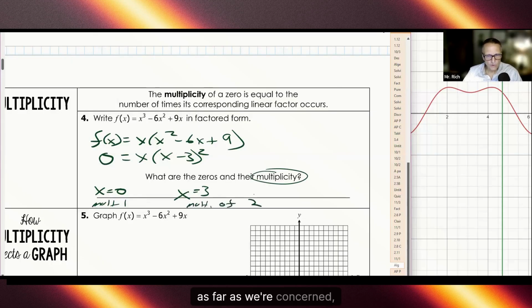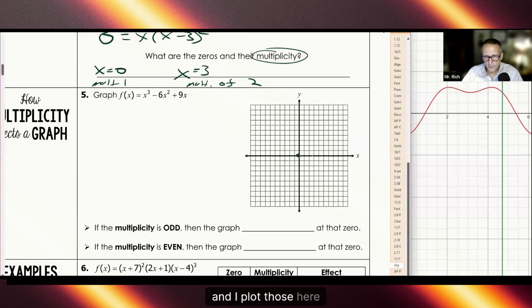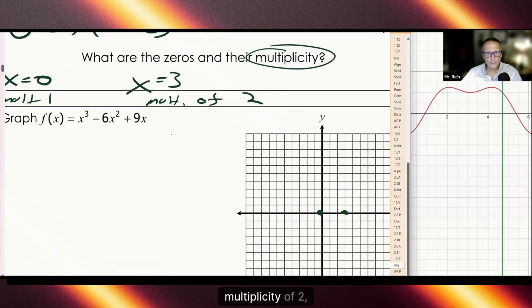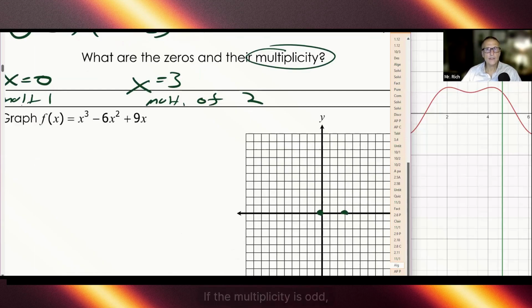Now, what does that mean to us if we're trying to sketch the graph? Well, remember that if we know where the x-intercepts are, 0 and 3, and I plot those here on the graph, where you have an even multiplicity, a multiplicity of 2, 4, 6, that's where the function is going to be bouncing off of the x-axis at that location. If the multiplicity is odd, it will be cutting through the x-axis at that location. So what's going to happen is I do know it's going to bounce off of the 3 x-intercept.